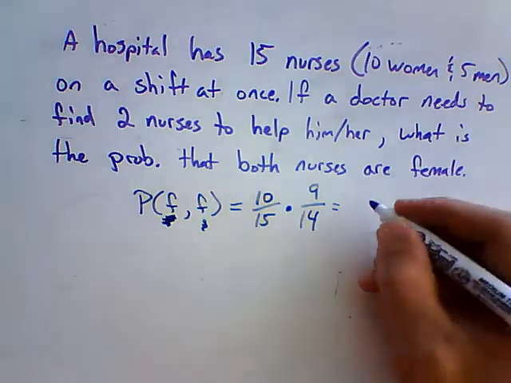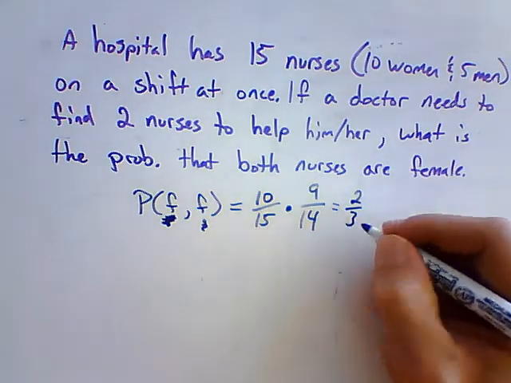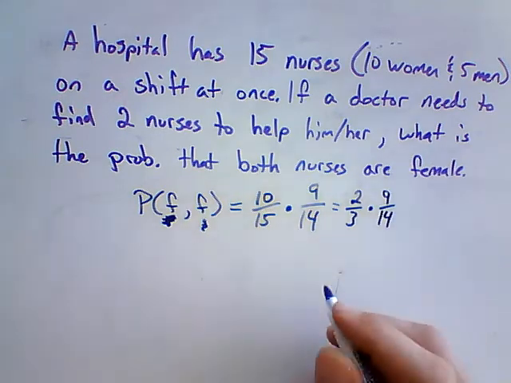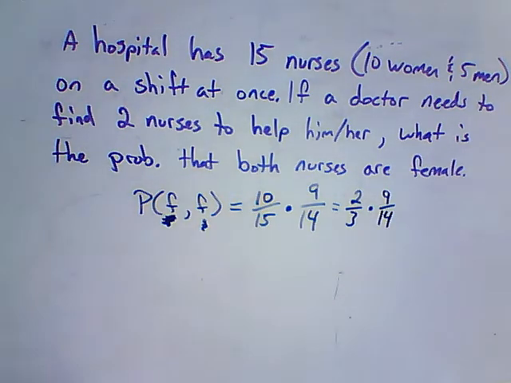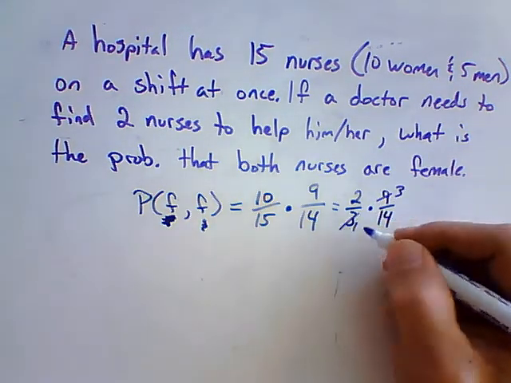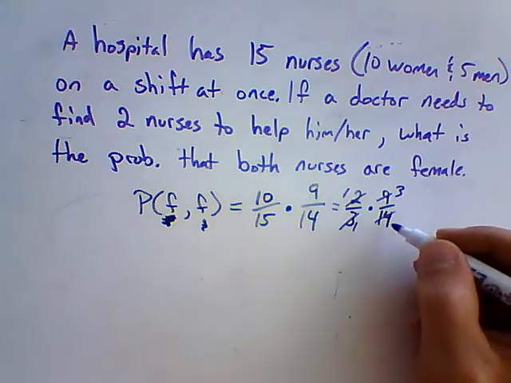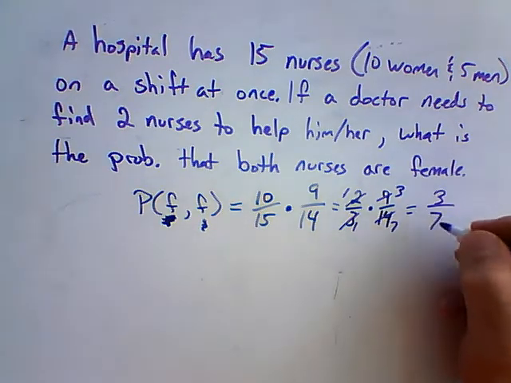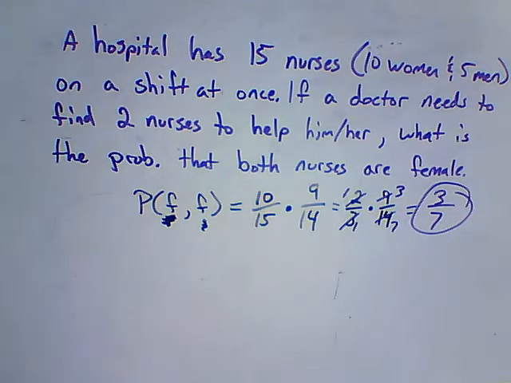Now I get to reduce. 10 over 15 is 2/3. 9 over 14 does not reduce. By the way, you can just multiply across, put it in your calculator, fraction, enter. We'll get you there. That goes in there 3 times and once. That goes in there once and 7. However, since I don't like grabbing my calculator, that's 3 over 7. That's the probability of getting 2 female nurses. All right, I'm hoping that makes a little bit of sense.